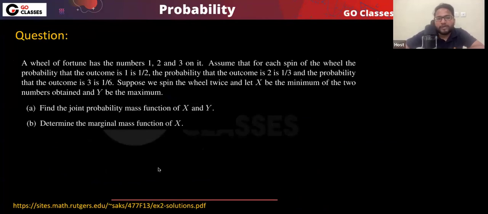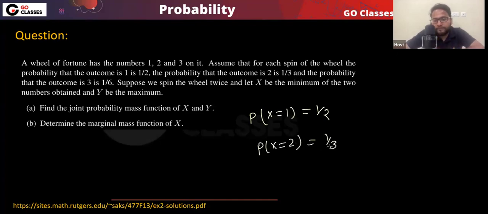What they're saying: a wheel of fortune has numbers 1 to 3 on it. So it means if you spin it, you will be getting either 1 or 2 or 3. Assume that in each spin of the wheel, the probability that the outcome is 1 is 1 by 2. Probability of outcome is 2 is 1 by 3. And then the probability of outcome is 3. What is the remaining probability? Can anyone tell me?